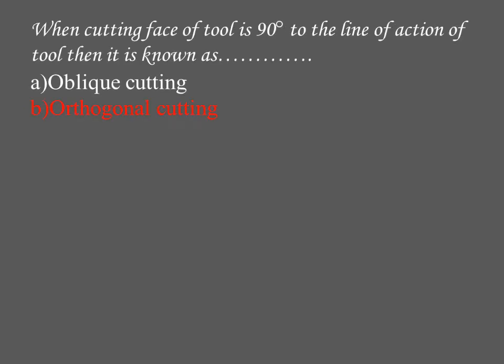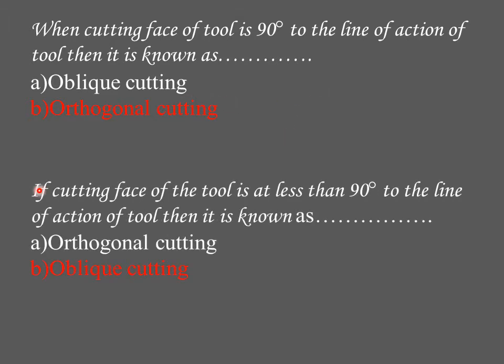Here we will discuss the next question. When the cutting face of the tool is 90 degrees to the line of action of the tool, it is known as: the correct answer is orthogonal cutting. Next question. If the cutting face of the tool is at less than 90 degrees to the line of action, then it is known as: the correct answer is oblique cutting.